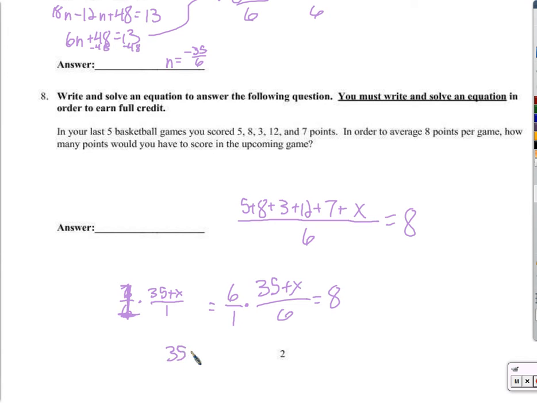So that gives us 35 plus x equals, of course we have to multiply by 6 on the other side. 6 times 8 is 48. Subtract 35 from both sides, and we find that x must be 13. So you got to score 13 points, more points than you have scored in the previous 5. You got to do 1 better than your best game so far in order to average 8 points.